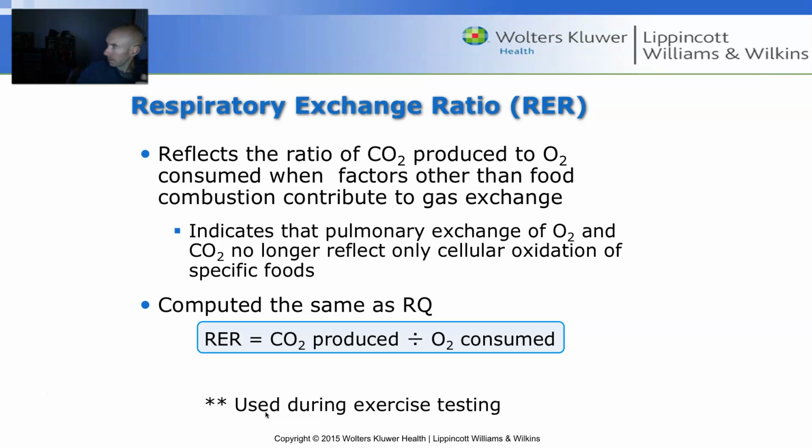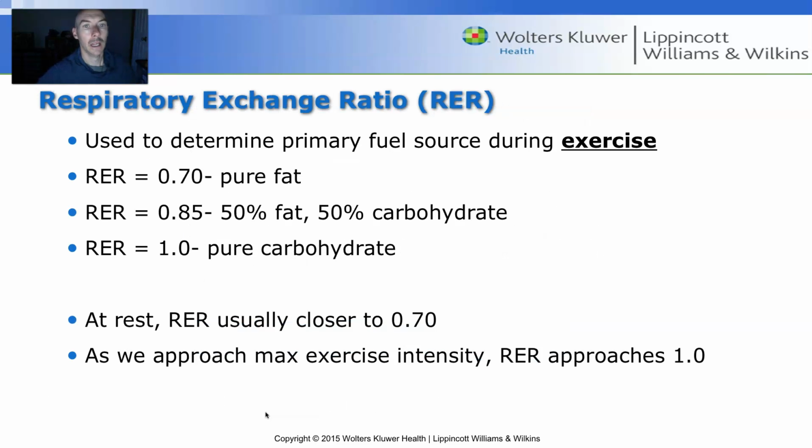So what we'll do during our exercise test is monitor the RER. And as the RER gets to 1.0 and above, we know that the person is going to need to end the test pretty soon because they've reached their max exercise capacity. So again, 0.70 is pure fat. It's very rare that any human is ever relying only on fat for fuel.